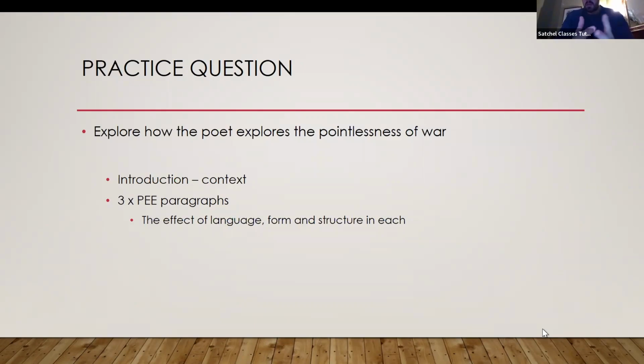I always suggest 3P paragraphs: point, evidence, explain. You might have done different versions of that, but essentially 3 separate differing points about, in this case, how the poet explores the pointlessness of war, quotations smartly selected to support your idea, and then analyze the language, form and structure of each of those quotations. So essentially, how does your quotation prove your point about, in this case, the pointlessness of war? But that general structure, as I've said previously, is a really good one to follow when you're analysing any poetry from any section. Just think about that general structure, particularly come exam time, and you should do rather well, I would hope.